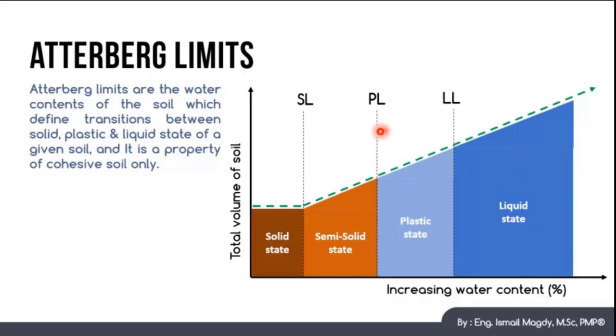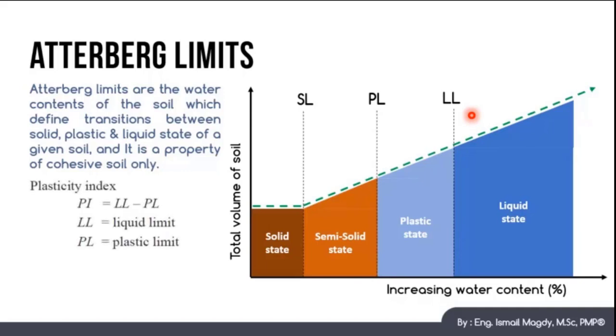We can see here that PL, which is the plastic limit, is the percentage of water required in order to get the soil into the plastic state. And LL, which is the liquid limit, is the percentage of water required in order to get the soil into the liquid state. Based on these values, we will be able to calculate what we call the plasticity index of the soil, and it equals the liquid limit minus the plastic limit. It is a very simple equation, but a very important equation because it will help us in classifying the soil, as we will see later in the next videos.